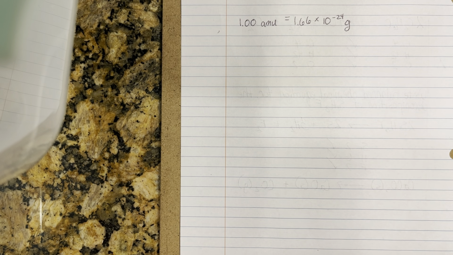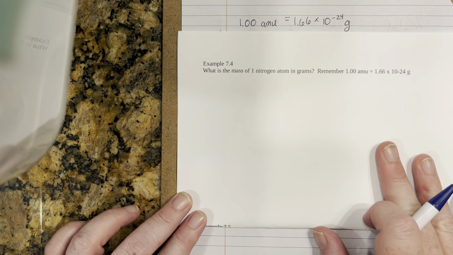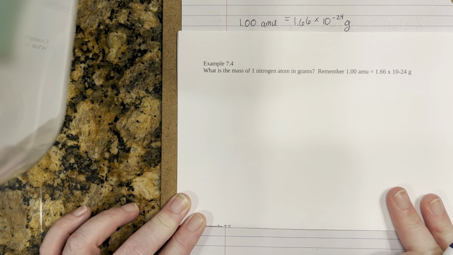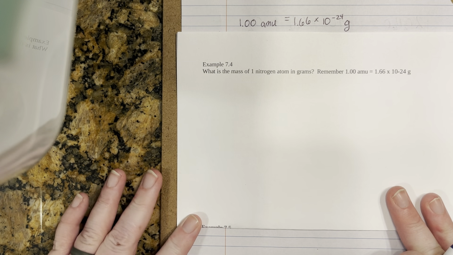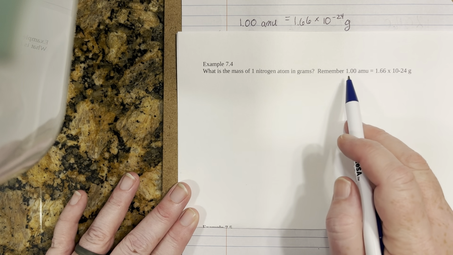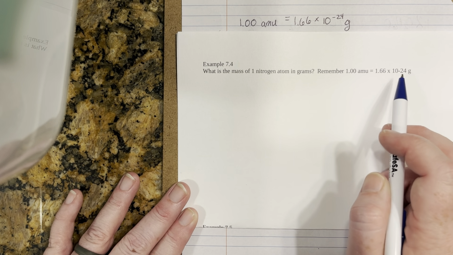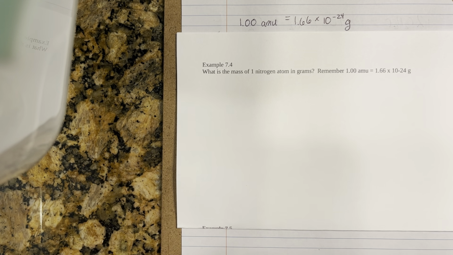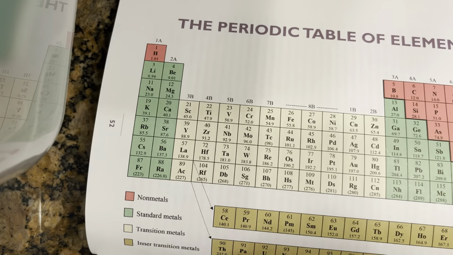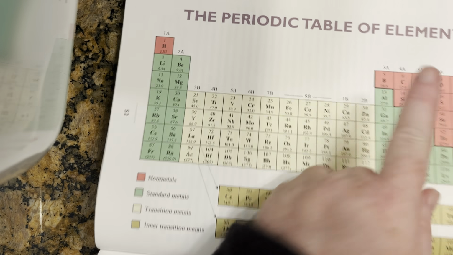So now we're going to look at example 7.4 together. It says, what is the mass of 1 nitrogen atom in grams? And it says, remember, 1.00 AMU equals 1.66 times 10 to the negative 24th grams. So we're dealing with nitrogen. You find it on the periodic table. Here it is, and the atomic mass right there is 14.0.